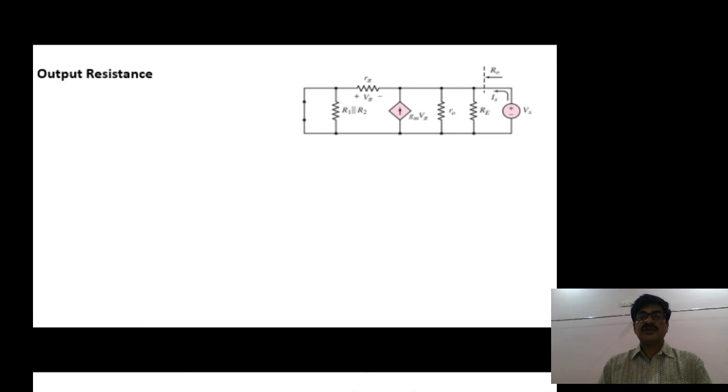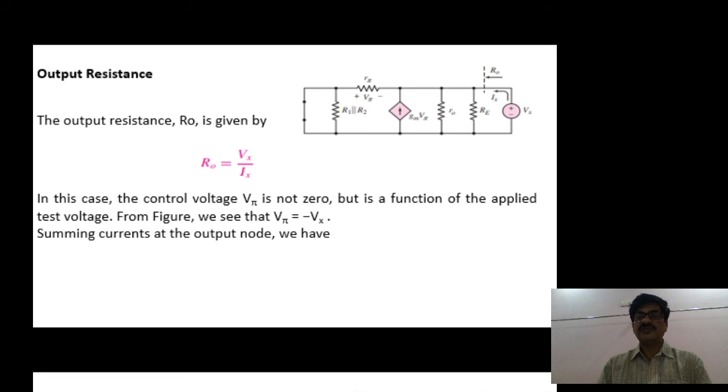Clear? Next, output resistance. For output resistance, Vs becomes 0, and Vx, the test voltage, is connected at the output. But here, when Vs is 0, the control voltage V pi is not equal to 0, and it is a function of Vx. Therefore, V pi is minus Vx.